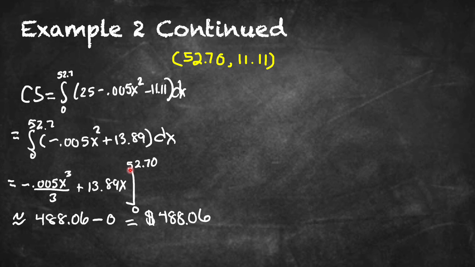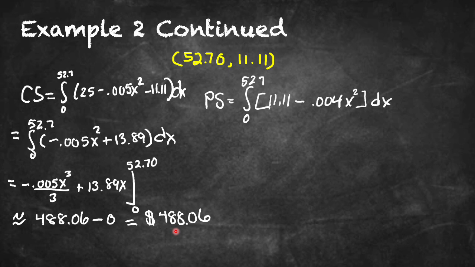And then we have to evaluate it from 0 to 52.7. You have to evaluate the 52.7 first. And when we do that, we get 488.06. And then when we plug in 0, we get 0. So when we subtract them, we get that the consumer surplus is 488.06.